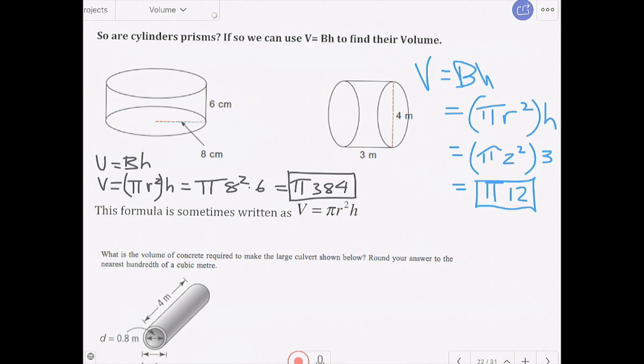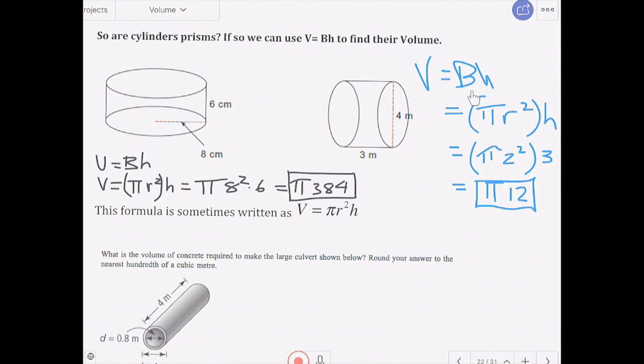All right, so using volume equals big B times H to figure out the volume of this prism, you could see that big B is the area of the base, and since the base is a circle, I'll be replacing capital B with pi r squared. The radius of this cylinder is 8, so I call the radius 8, and the height that connects both the bases together is 6. So altogether I'm getting pi times 64 times 6, which is pi times 384, or 384 pi.